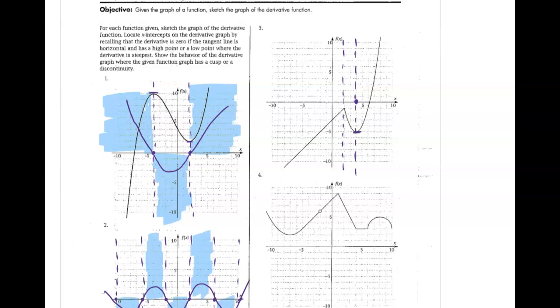So -infinity to 2, that's increasing. So we have a positive slope. You don't need to shade here. If you just know it's a line, that's fine, but you can shade. From 2 to 4, decreasing, negative slope. And then 4 to infinity, it's a positive slope.